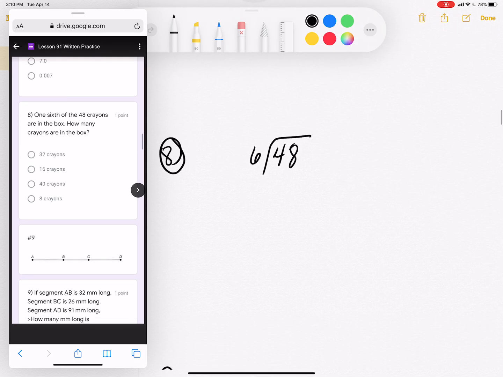Number 8, 1/6 of 48 crayons are in the box. How many crayons are in the box? So 6 times what is closest to 48? 6 times 8 is actually exactly 48. Subtract and you have no remainder. So there are 8 crayons in the box because 8 is equal to 1/6 of 48.